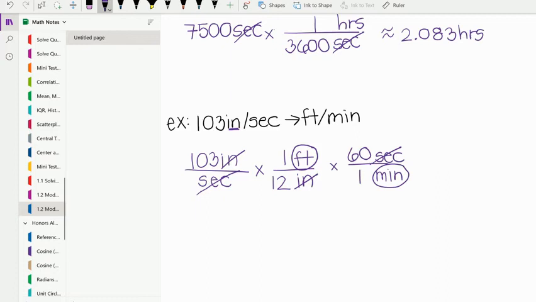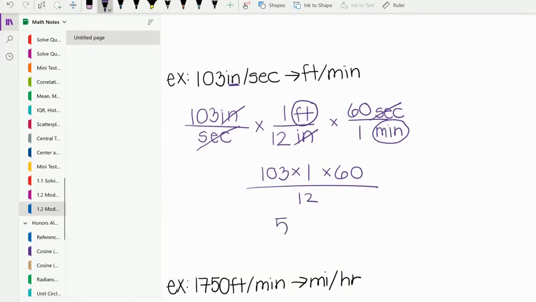Now, when you look at the math, you're really just doing 103 times 1 times 60, and that's all just divided by 12. So you would do in your calculator 103 times 60 and divide that by 12, and you get 515, and that would be feet per minute.